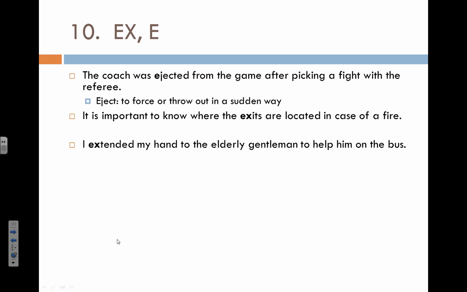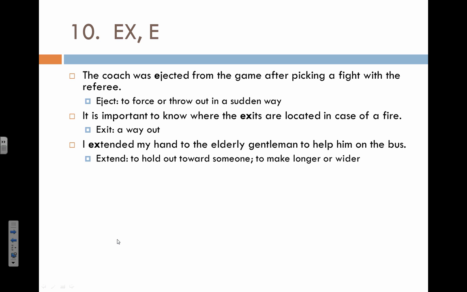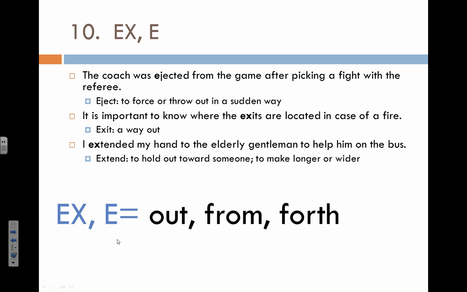So we've all seen this in a game. A coach gets a little hot-headed and unsportsmanlike, and he or she's ejected. That's when you force or throw somebody out in a sudden way. If you're going out of an exit, you're going out, a way out. And if you extend your hand, or if you extend an offer, that means you're holding out towards someone. It can also mean to draw something out to make it longer or wider. So this one's pretty easy. What do you think ex or e means? You are correct. Ex and e means out, from, or forth.